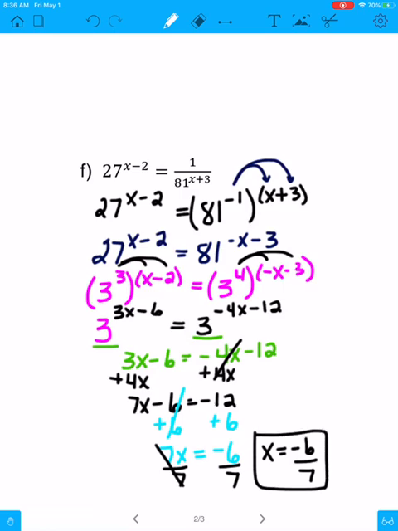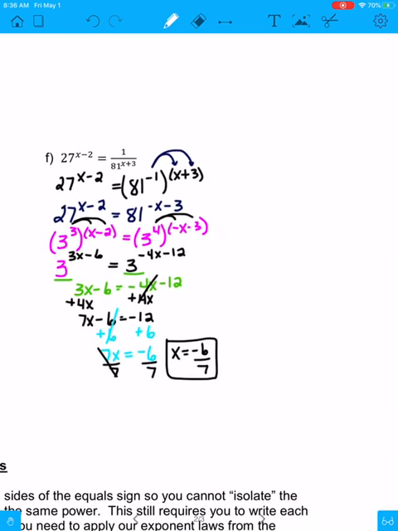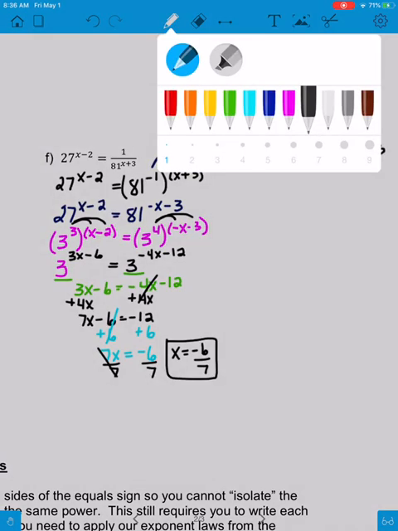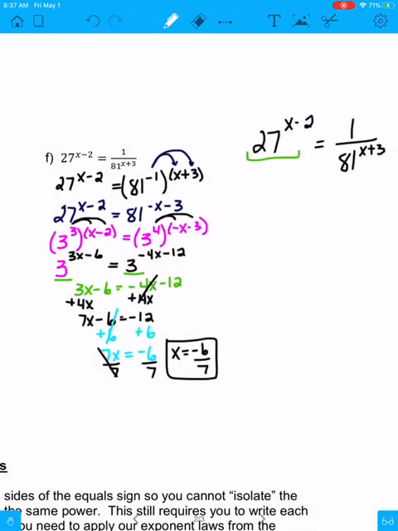And I think I'm right, but I want to check. So what do I do? Take my original, 27 to the x minus 2 equals 1 over 81 to the x plus 3. This is my y1. This is my y2. So my y1 is going to be 27 to the power of bracket x minus 2. My y2, if you have alpha y equals, enter, and it gets you the fraction like I taught you earlier in the year, please use it.